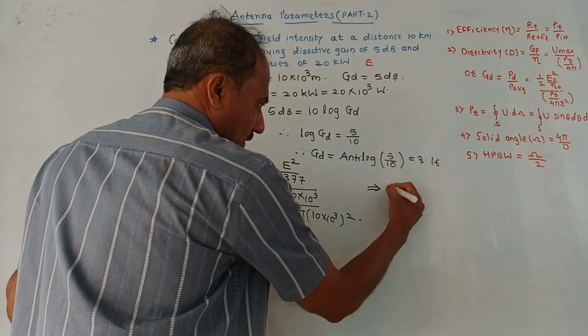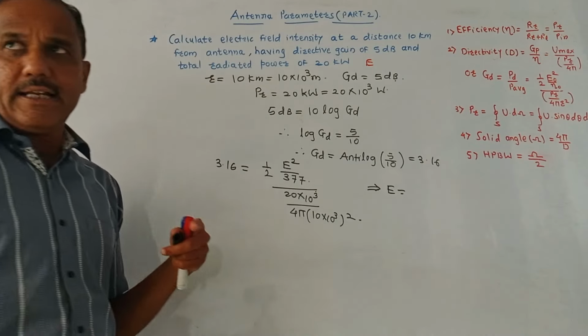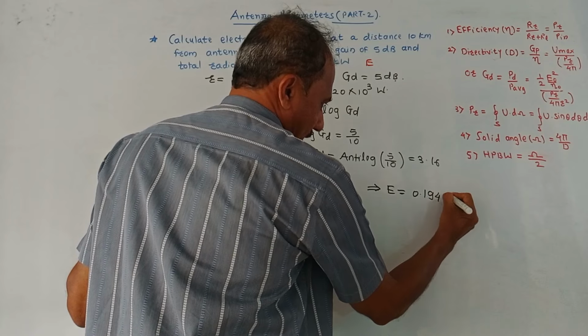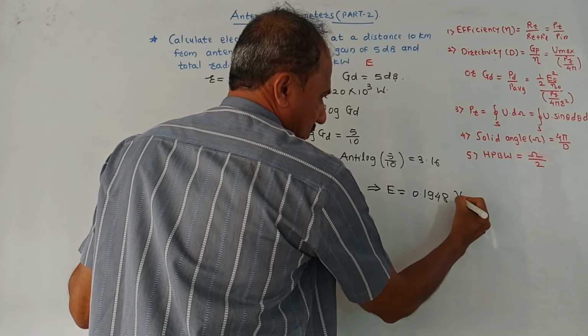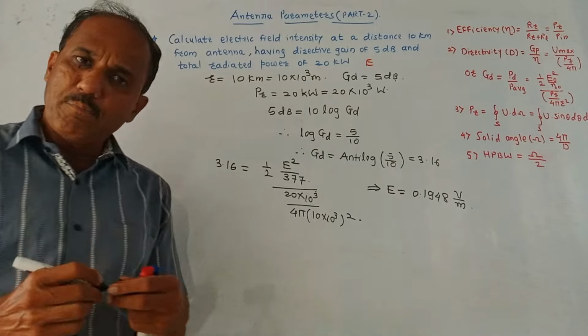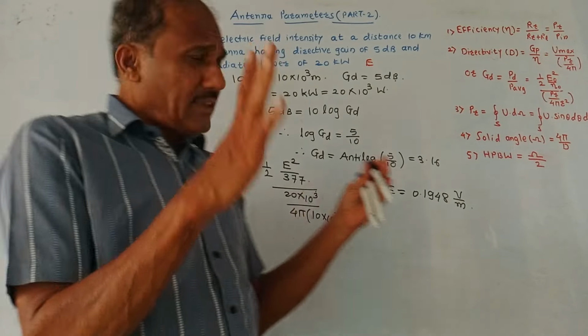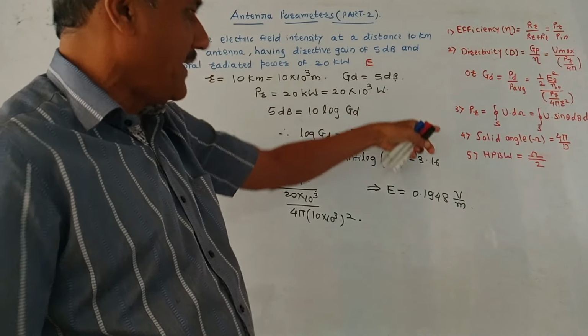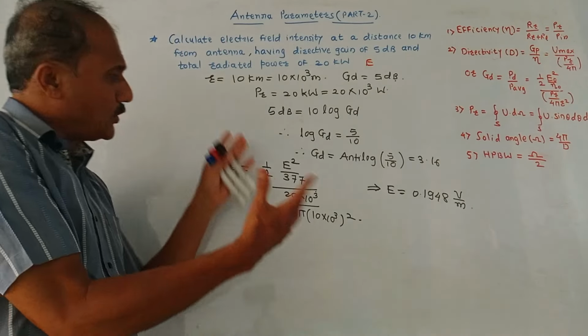And from that you will get the value of E, that is electric field intensity, which is equal to 0.1948. This is electric field intensity, so its unit is volt per meter. So these numericals are really simple. You just have to memorize this list of formulae, so you will be in a position to attempt any numerical.